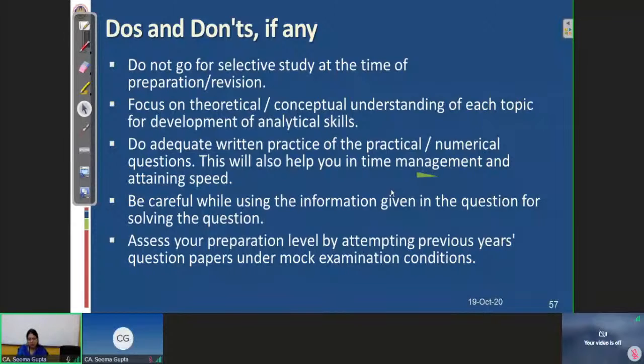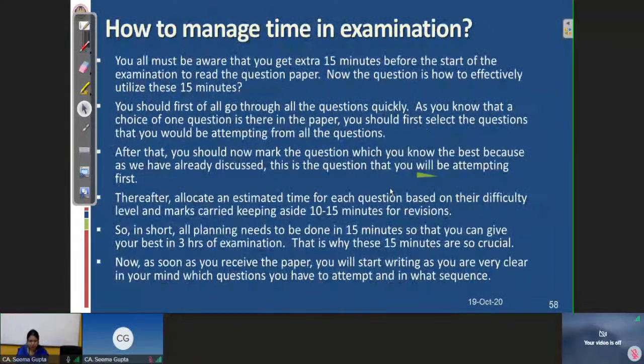As soon as you receive your paper, you will start writing as you are very clear in your mind which questions you have to attempt and in what sequence. So the reading time you have to utilize effectively. You all must be aware that you get an extra 15 minutes before the start of the examination, and that is the reading time. You all should know it. In that time period, you can decide about the priority as we have already discussed.